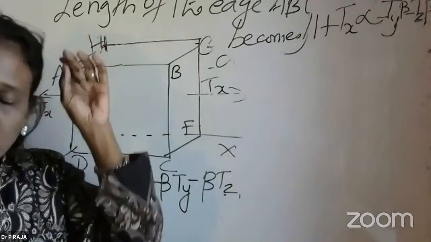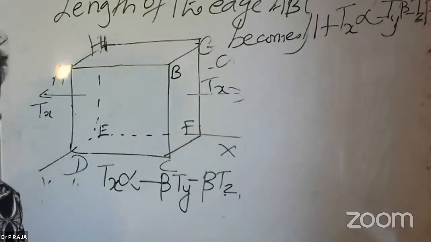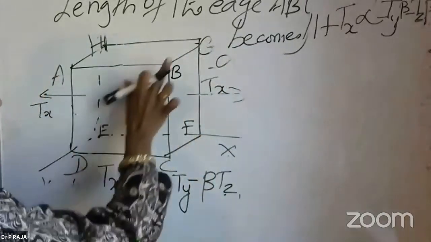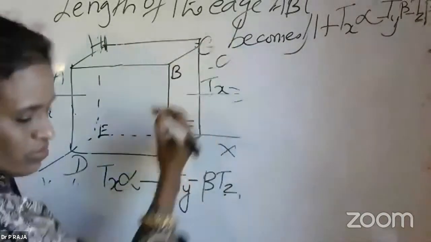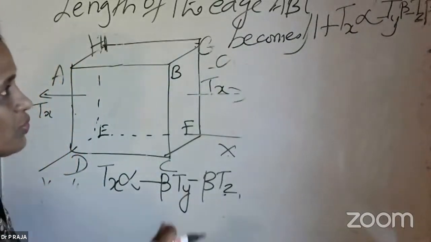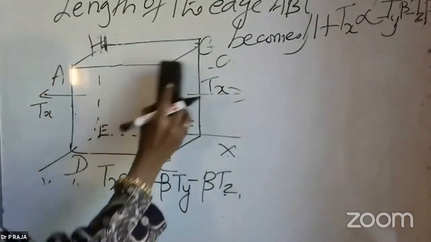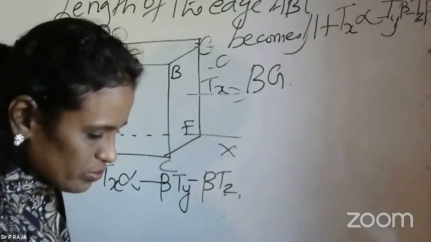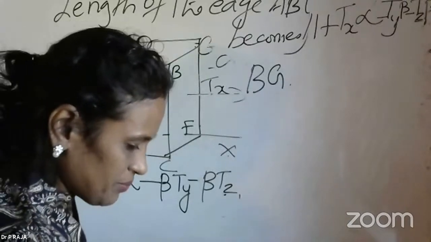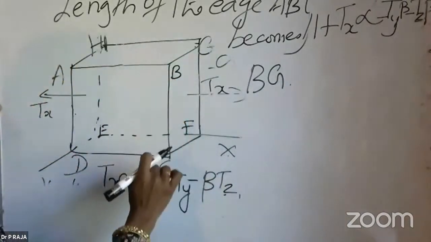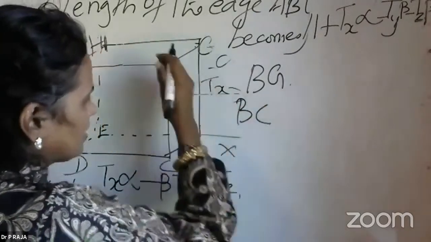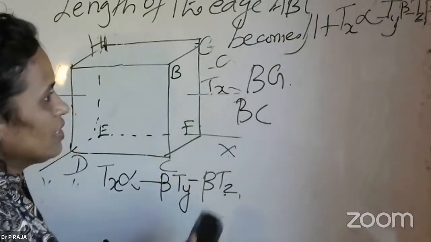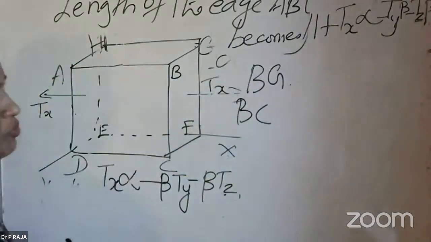Now similarly for the edges BG and BC. BG is along the y direction, isn't it? BG is along the y direction. See the figure. I'm going to take it for BG and also for BC. BC is along the z direction, BG along the y direction. Shall I rub this figure for proper writing?